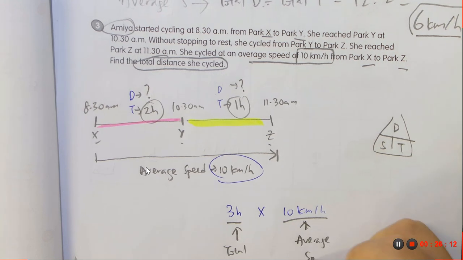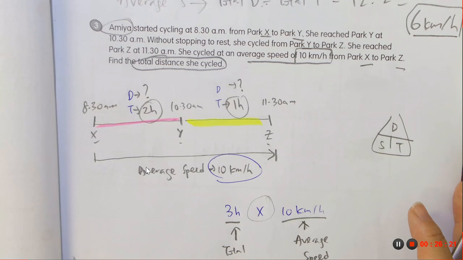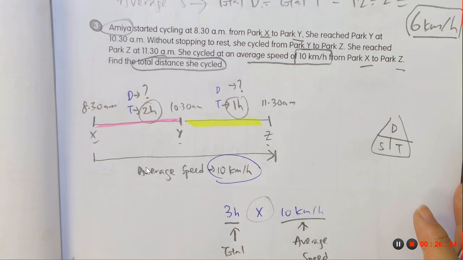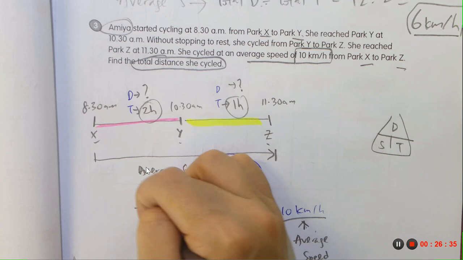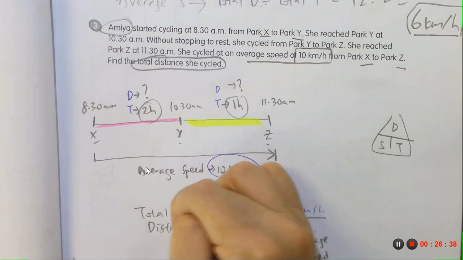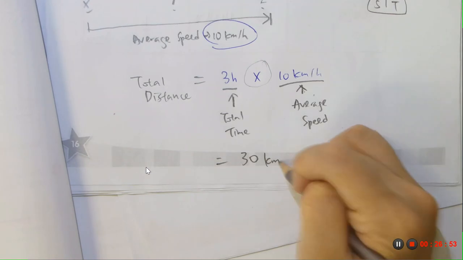And Aiden, why is the answer saying 3 hours times 10 kilometers per hour? What's he doing here? What is this? Thank you very much. That's the total distance. And what will be the answer? Ryan? 30. 30 what? Thank you very much. 30 kilometers.